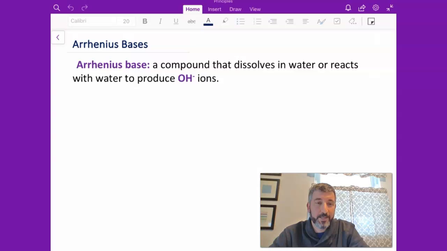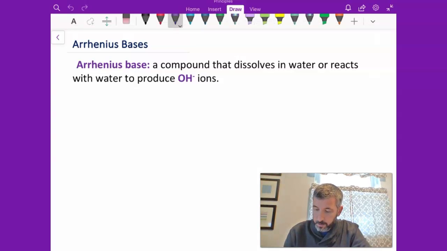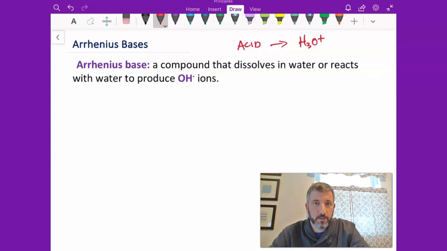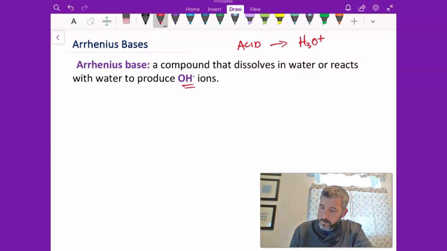But first of all, an Arrhenius acid, we talked about in the last lesson, is anything that increases the concentration of hydronium. So acid is anything that gives you more of this H3O plus ion. That was in the last video. Base is anything that gives you more of this OH minus ion.